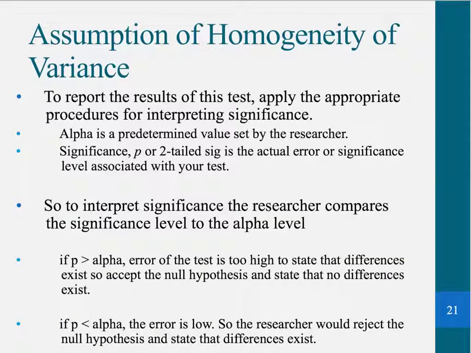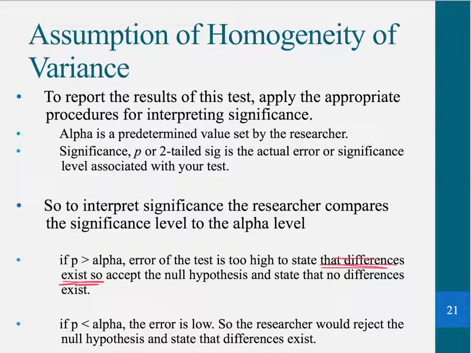To report the results of this test, you're going to apply the appropriate procedures for interpreting significance. Alpha is a predetermined value set by the researcher. Significance, the p or two-tailed sig, is the actual error that we have. We're going to compare p to alpha. So to interpret the significance, if p is greater than alpha, then error is too high, and we're going to say that no differences exist. So you accept the null hypothesis.